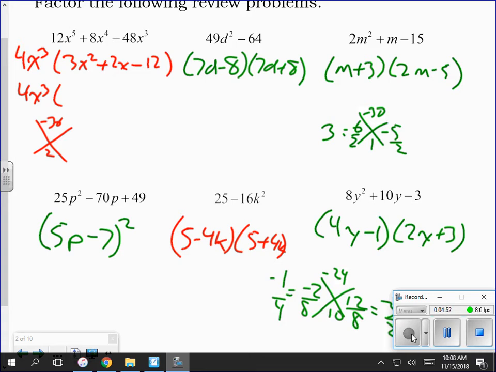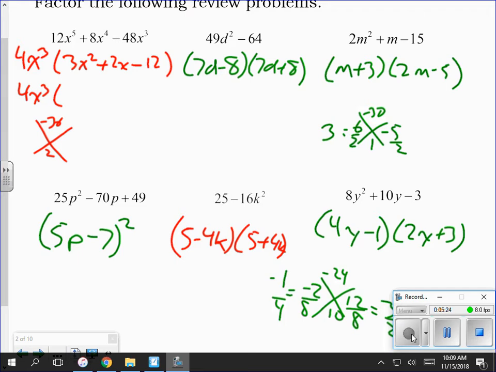That one's done. The next one's difference of 2 squares. The next one, you get m plus 3, 2m minus 5. Two numbers multiply to give me negative 30. 2 times negative 15 is 30. Over 1, 6 and negative 5, divided by 2. The 6 reduces. A number of people on the test did this as m minus 5 halves. Nope, that won't work because you won't get the same answer when you FOIL it out.